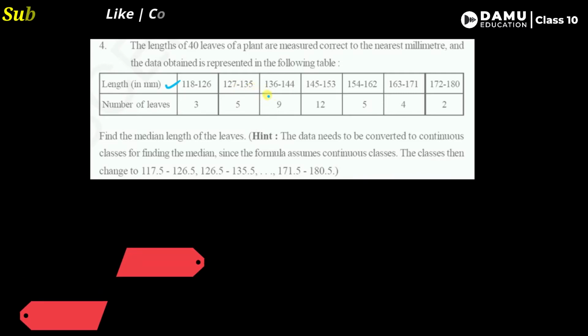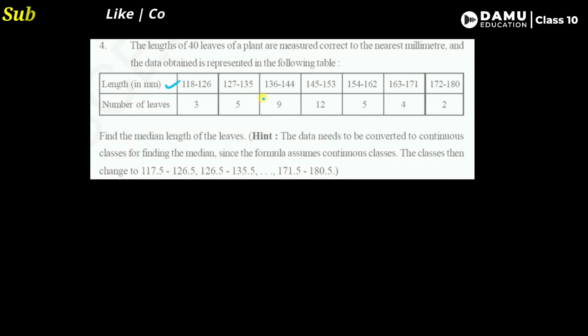After that, this is in the format of inclusive class intervals. We have to convert this into exclusive class intervals. How? We are going to take the difference between these two, then subtract 0.5. Why? Because here 126 and 127, only 1 is the difference. So in that case we will take it as subtraction. So based on that, it is gained.